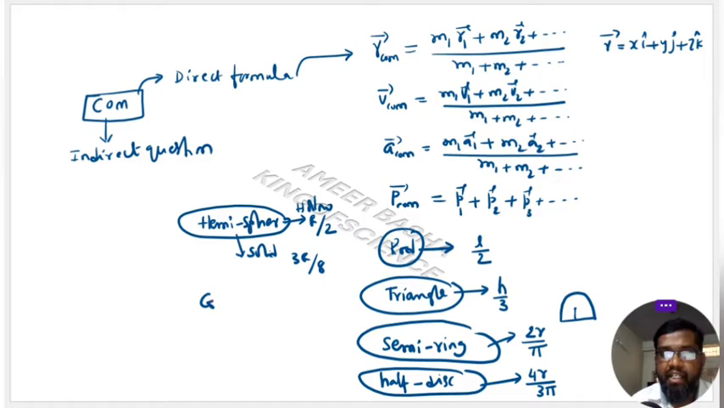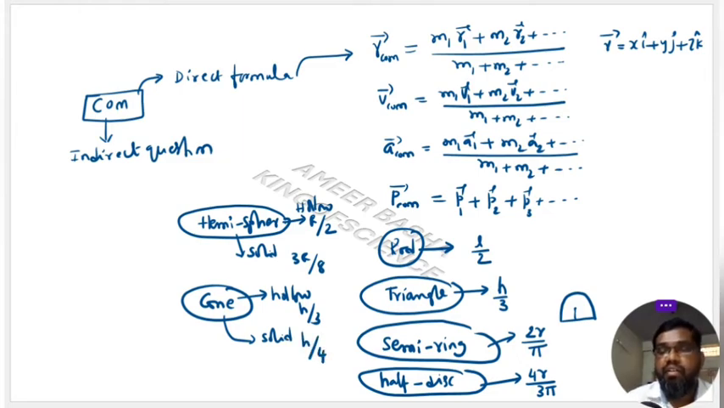Okay. Suppose I take a cone, a hollow cone, it will be h by 3. Solid cone, it will be h by 4 from the base. Okay. So these are the direct formula based ones you need to remember.